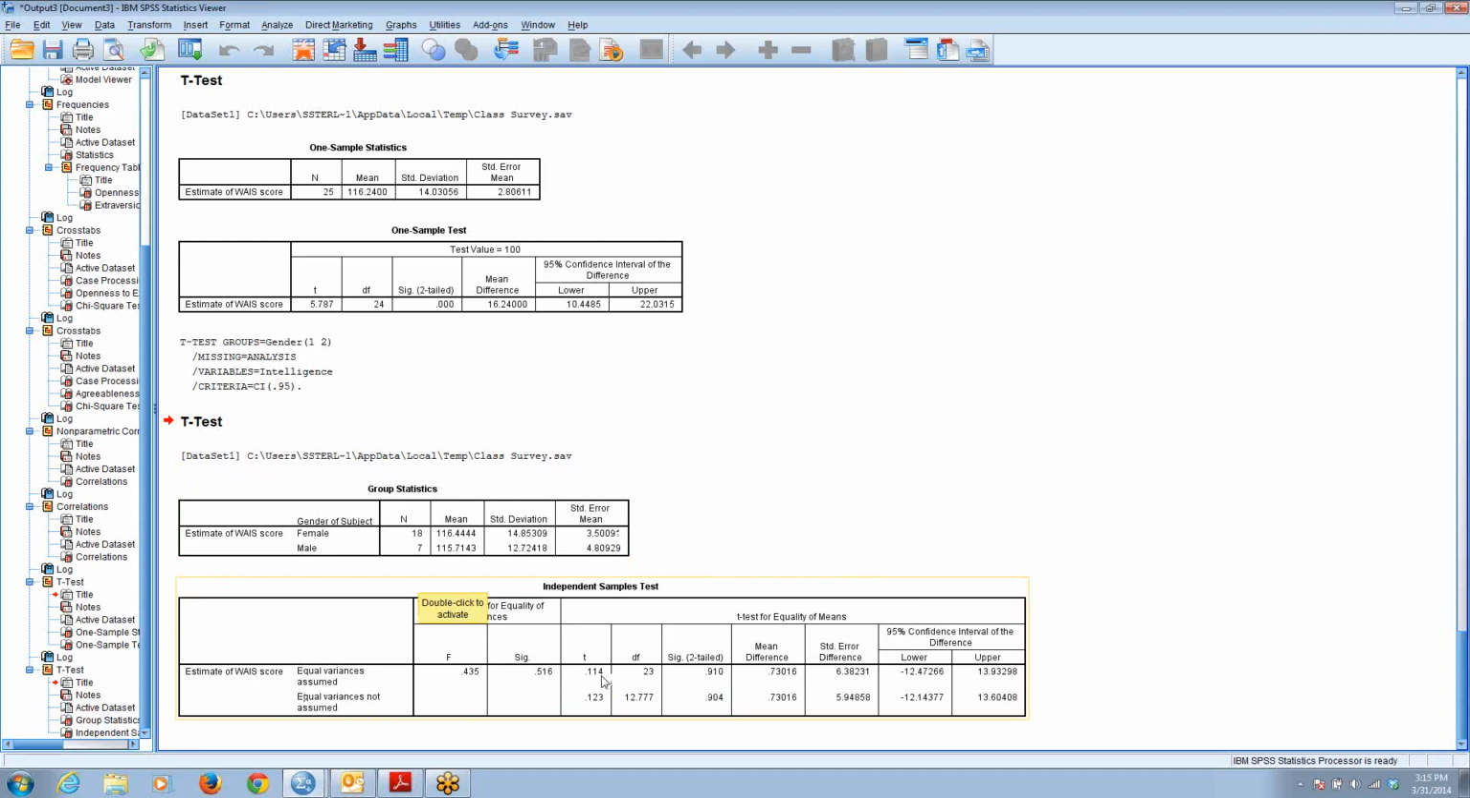Now, as you can see, it's not a huge difference, but the number that you'll report is t equals 0.114, significance or p-value equals 0.910, or p is greater than 0.05. In this case, much greater than 0.05. There's really no noticeable difference in IQ between men and women in our sample.